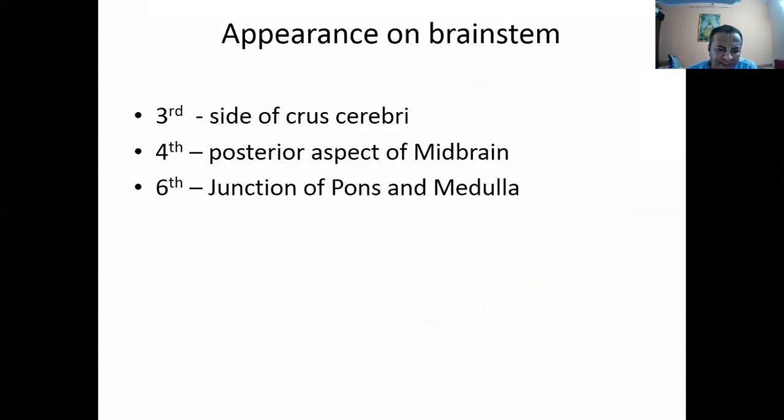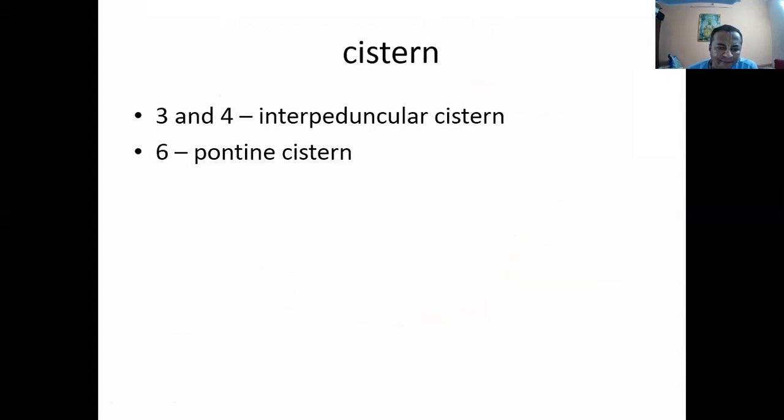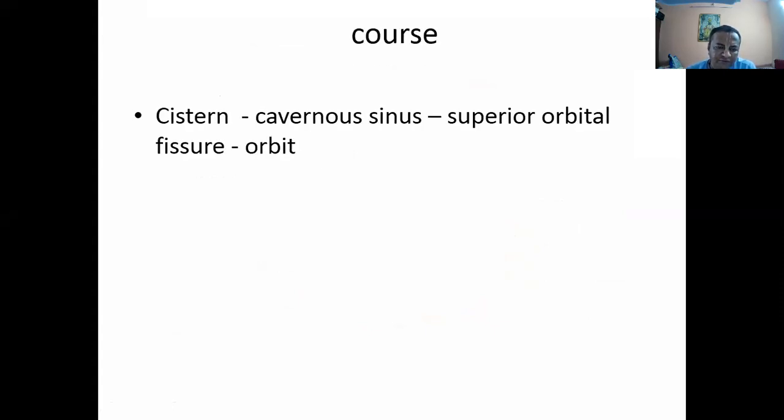So third nerve, medial side of crus, fourth nerve comes out of the posterior aspect of midbrain and then comes at the lateral side of crus. Sixth nerve is at the junction of pons and medulla. Then after that they enter the cisterns. So the third and fourth they enter the interpeduncular cistern and sixth enters the pontine cistern. Course: from the cistern it goes to the cavernous sinus. From the cavernous sinus it goes to the superior orbital fissure and then it goes to the orbit.